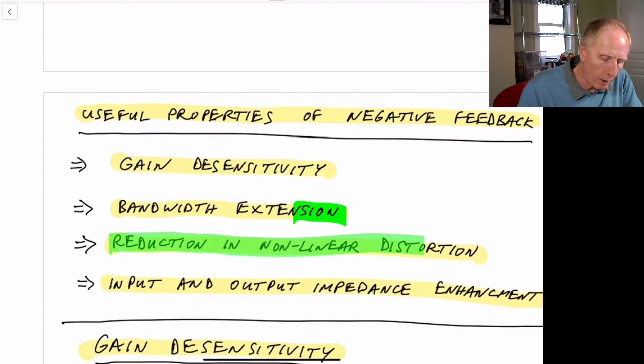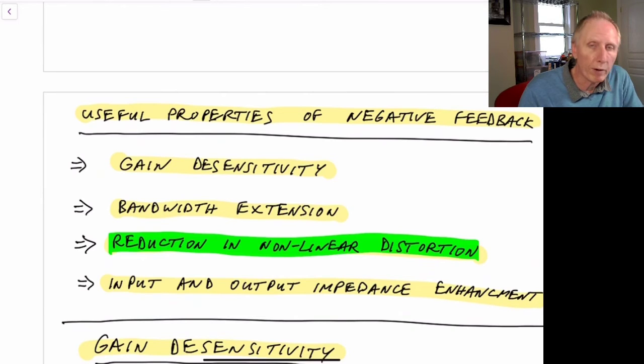There's a reduction in nonlinear distortion by using feedback. So if the amplifier A has some nonlinearities in it, putting it into a feedback loop makes the circuit more linear.